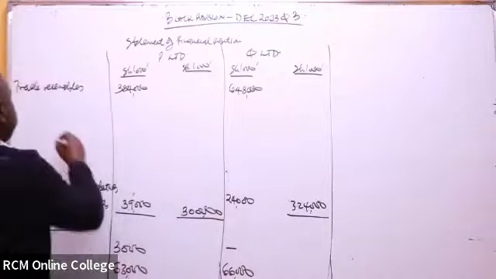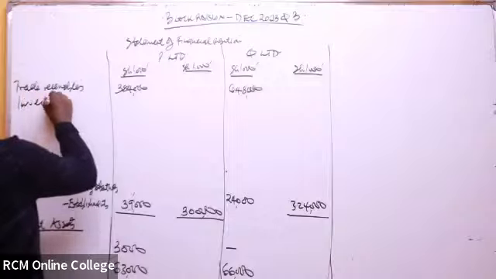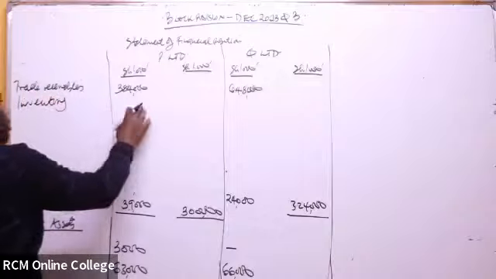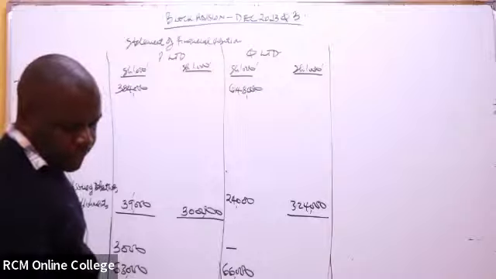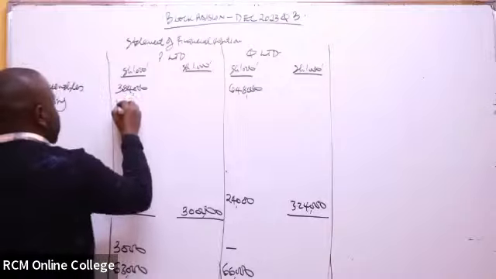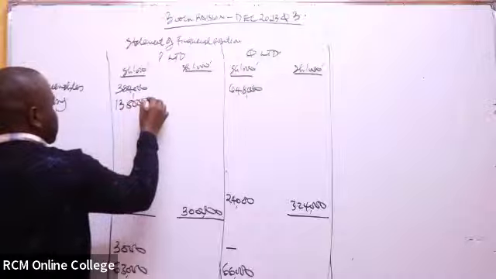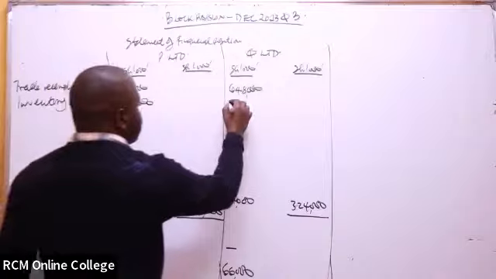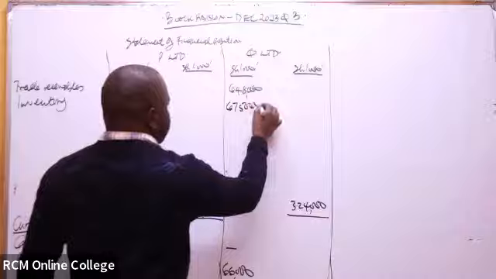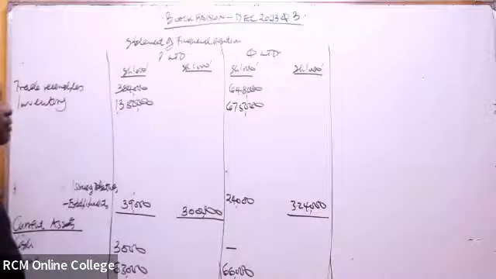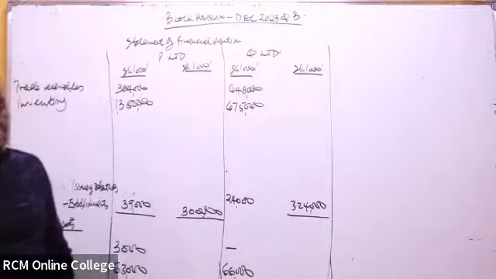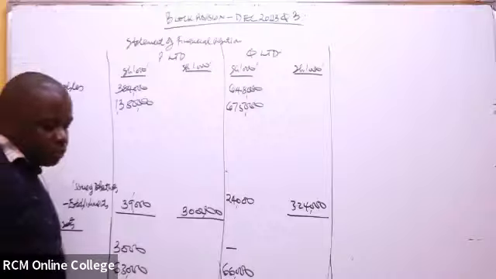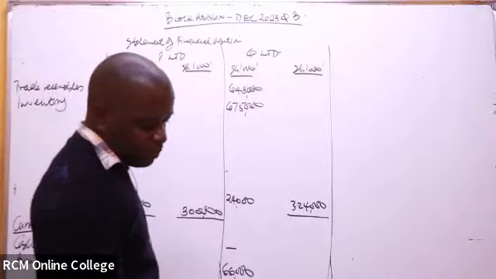Then we have inventory. P Limited took over in this case 1,380,000 and the other one 675,000. So 1,380,000 and 675,000. So those are the only current assets we have.